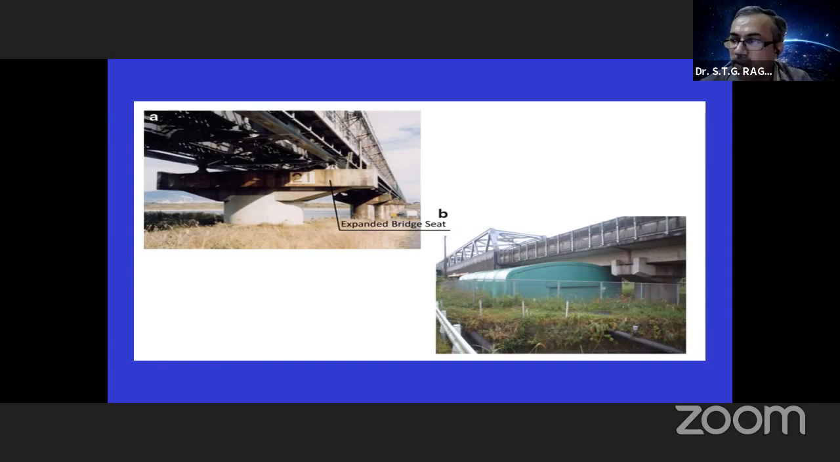So here the concept of resilience comes into the picture: how fast you can recover. In the near field, you can't design anything. So if we cannot design, at least provide this type of resilience, so that if a disaster happens, you can quickly repair the structure.